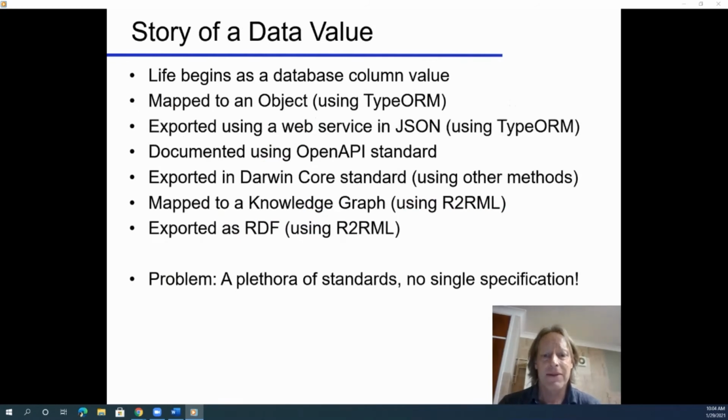In summary, the life of the scientific name within Symbiota 2 is a little bit complicated. We'd like it to be a simple story, but there are a bunch of different standards involved and a bunch of different ways that the data is exported. It's exported using a TypeORM specification. It's documented using an OpenAPI standard. It's exported into Darwin Core standard that's not connected to the TypeORM specification. It's also mapped to a knowledge graph using R2RML. And so the problem really here is a plethora of standards and there's no single specification. I think a single specification would make life easier for everybody, but I don't know of any tool that does that. Thank you.